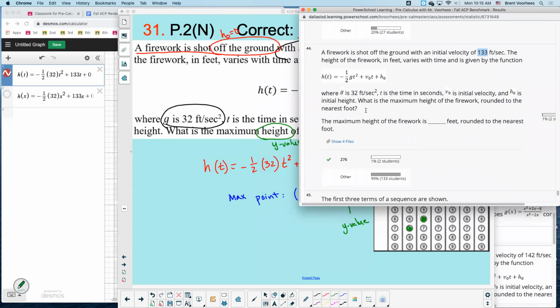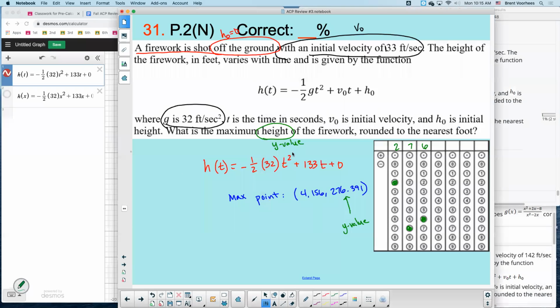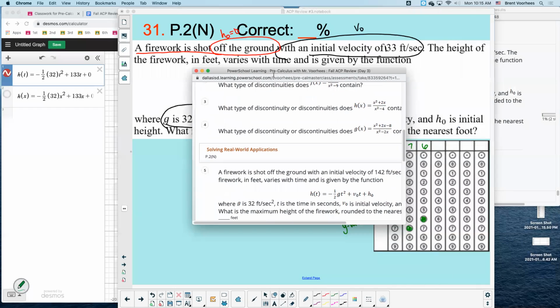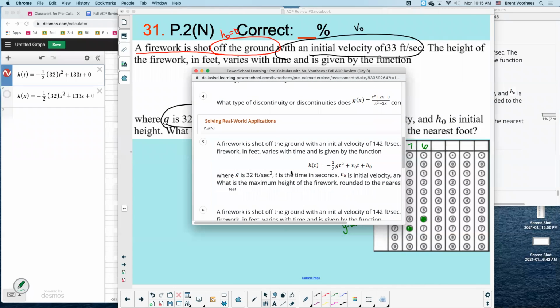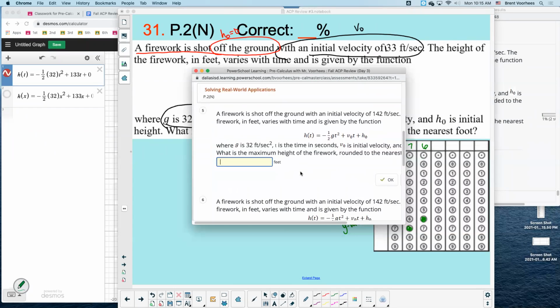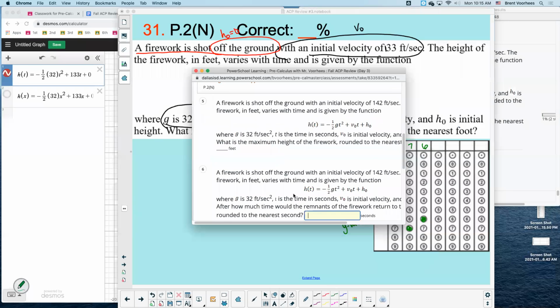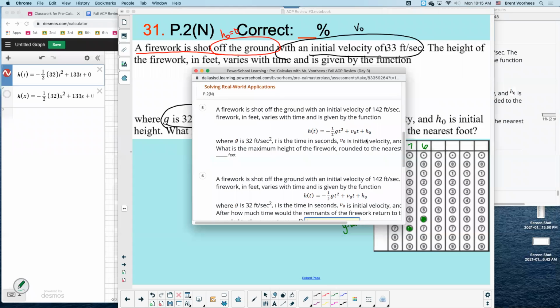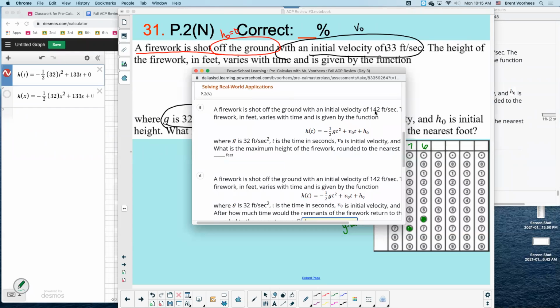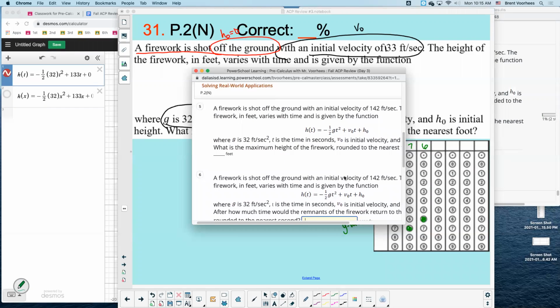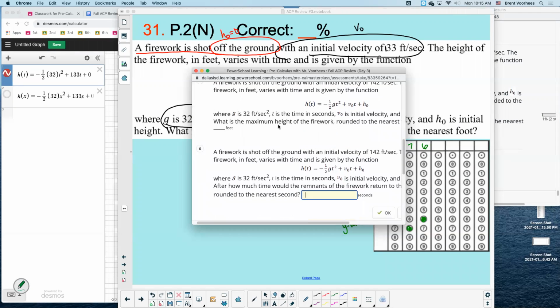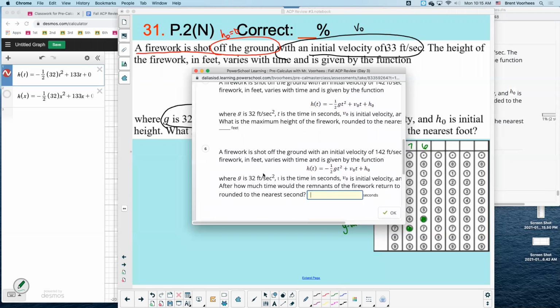Because of that, now I have your first few DOLs. We've done quite a few problems. I've given you DOLs built off of this problem. So if you open up and go to number 5, I have 2 different questions. They're both free response. I have the same equation, but I've changed the values. I want you to find the maximum height and how long it would take for the remnants of the firework to return to the ground.